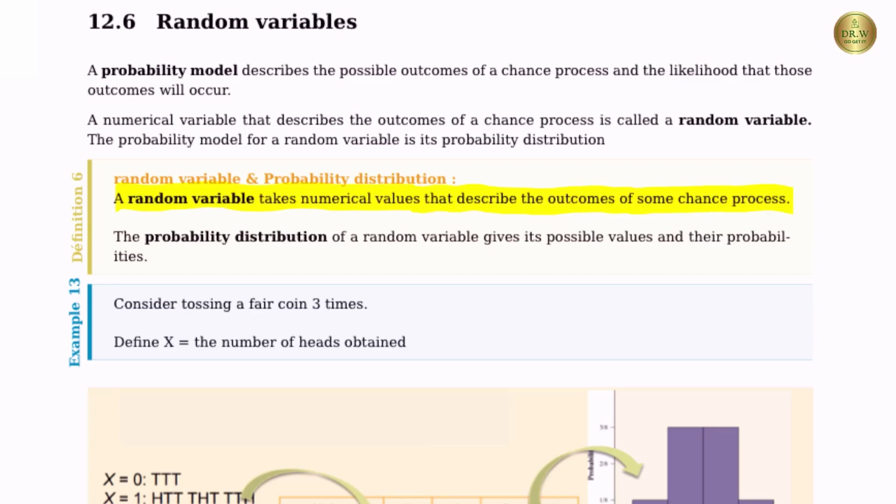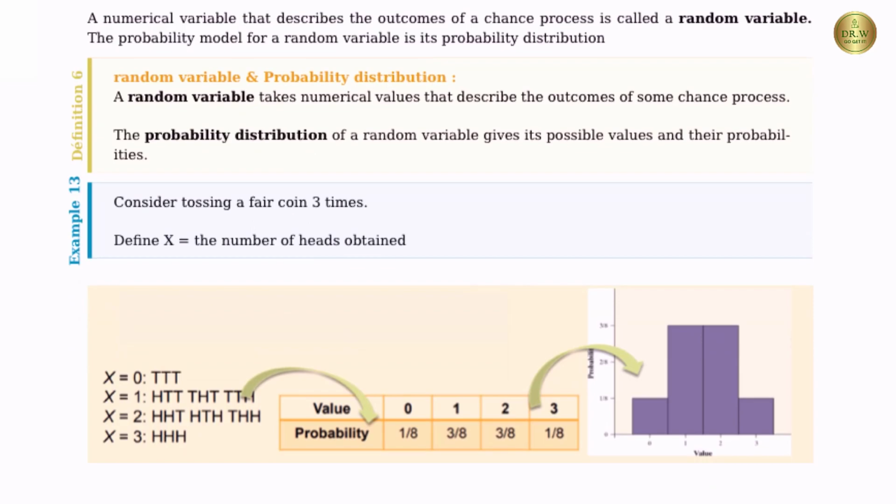Then what is the distribution of a random variable? The probability distribution of a random variable gives its possible values and their probabilities. Let me explain this using example 13. Consider tossing a coin 3 times. You already know how to write the sample space.